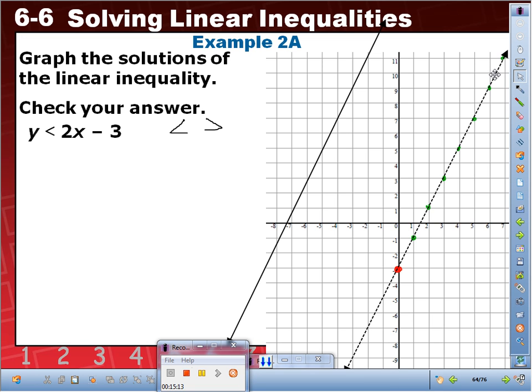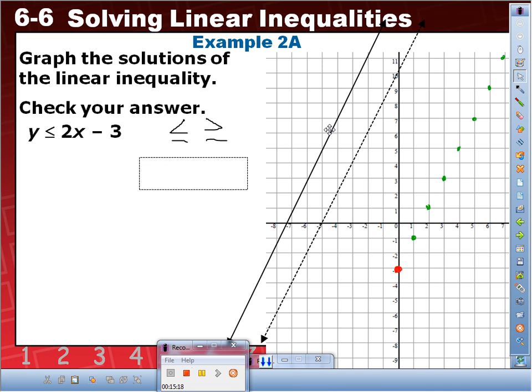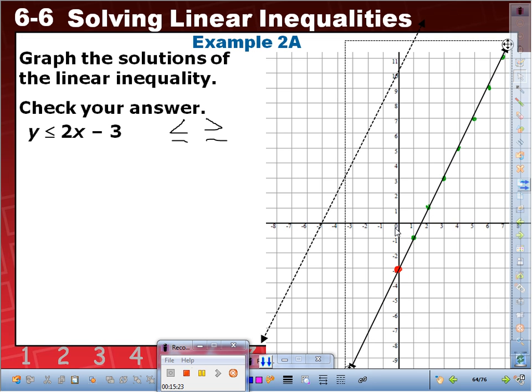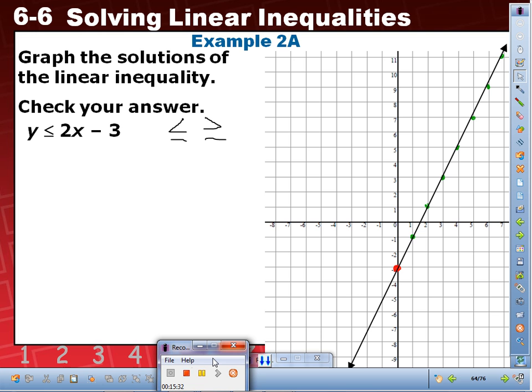However, since the inequality does have an equal sign, that's why it's a solid line. Everybody see that? Make sure you extend the line all the way through. Copy that, please. You don't have to copy the dotted line. Go.